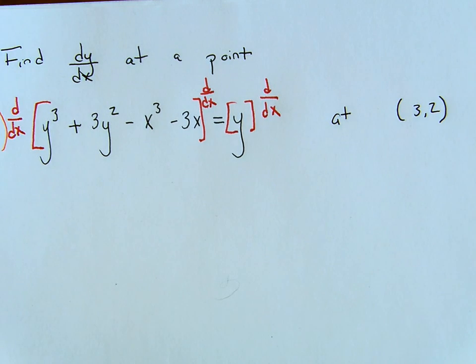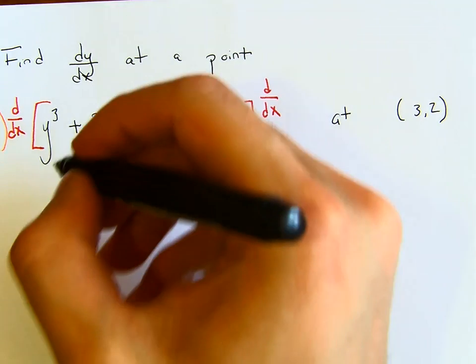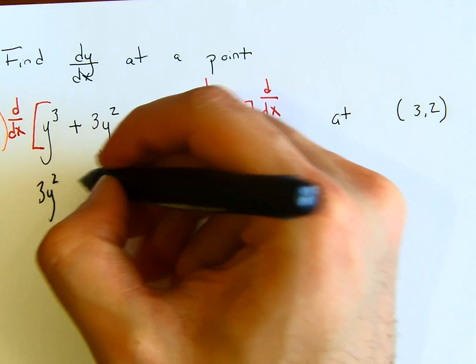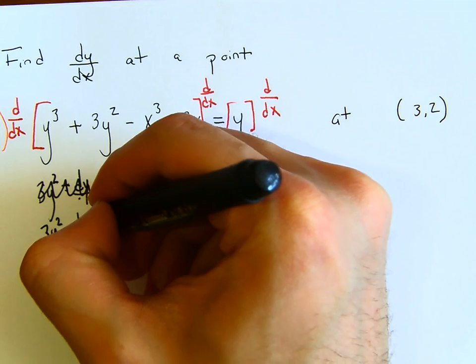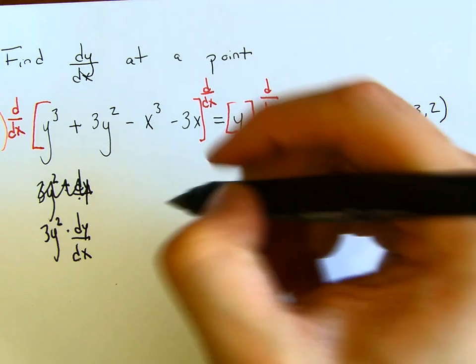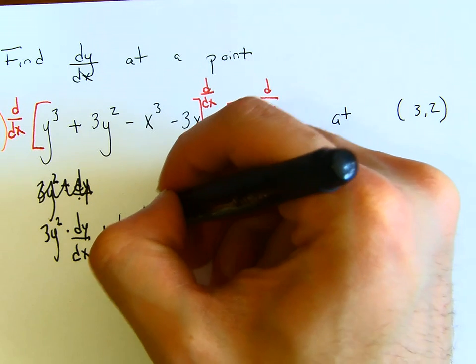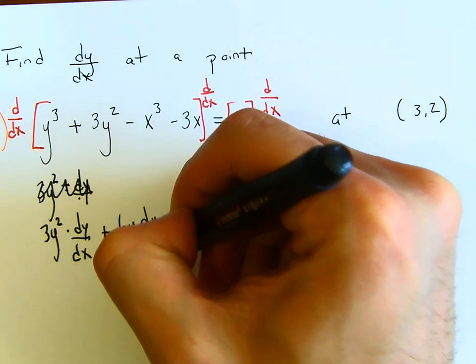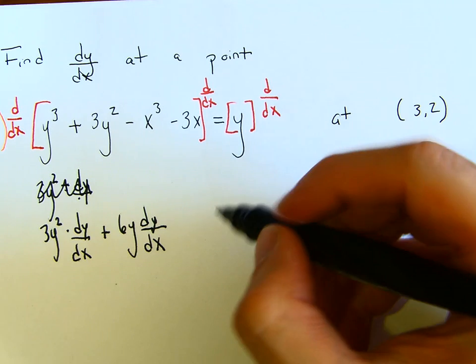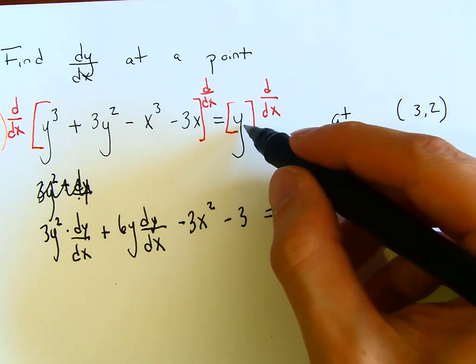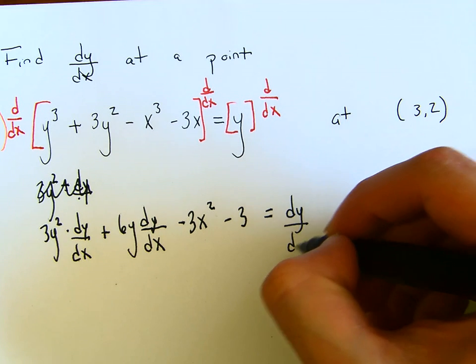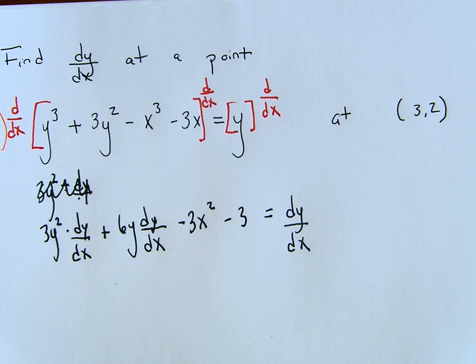Now we have to do what? We have to take the derivative of y cubed. So what's the derivative of y cubed? This is going to be 3y squared times dy dx, plus 6y dy dx. What's the derivative of negative x cubed? It's just negative 3x squared, minus 3 equals, what's the derivative of y? It's just dy dx.